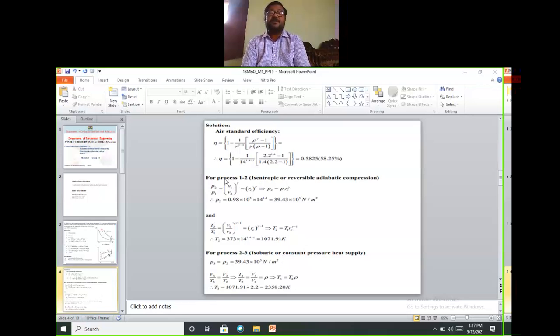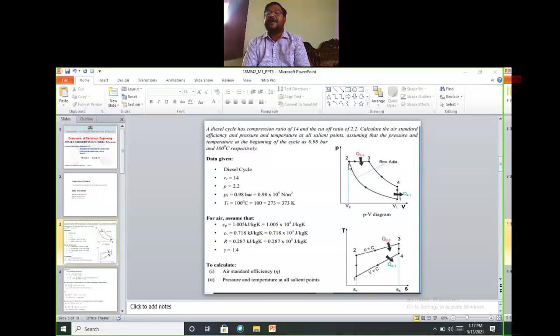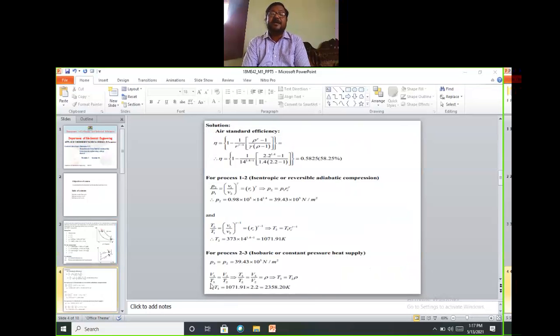Process 2 to 3 is isobaric or constant pressure heat supply. Here P3 is equal to P2. You calculated this P2 directly, so you will get P3. And then T3 you calculate using T3 by T2 is equal to V3 by V2, which is equal to rho, the cutoff ratio. T3 is equal to T2 into rho. You'll get T3 in Kelvin only.